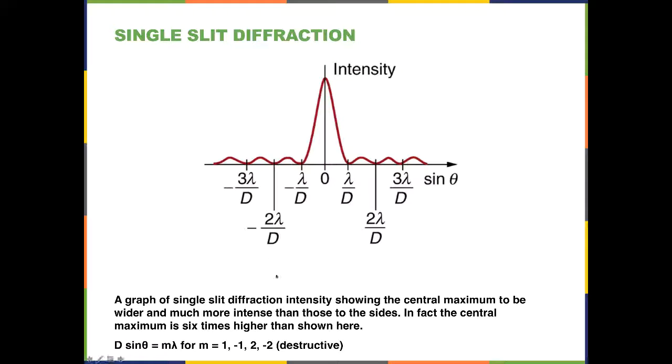So d sine theta now applies for destructive as opposed to constructive interference. All of these, what I just said, were in terms of the sine of theta. So this is lambda over d for sine theta. This is 2 lambda over d for sine theta. This is 3 lambda over d for sine theta, and so forth. So the same formula is used, but now we see that these are the dark parts instead of the light parts.